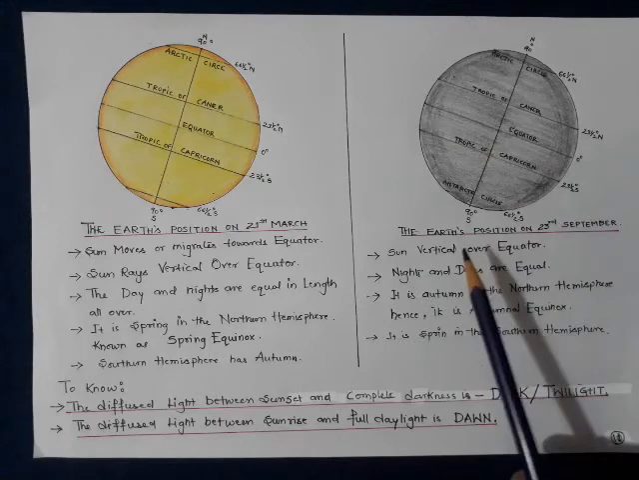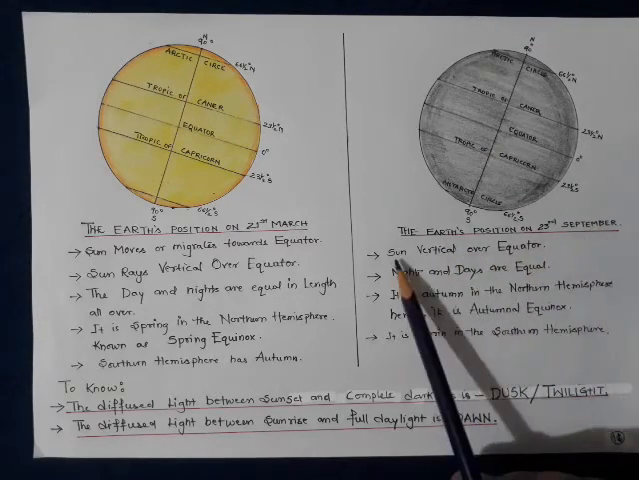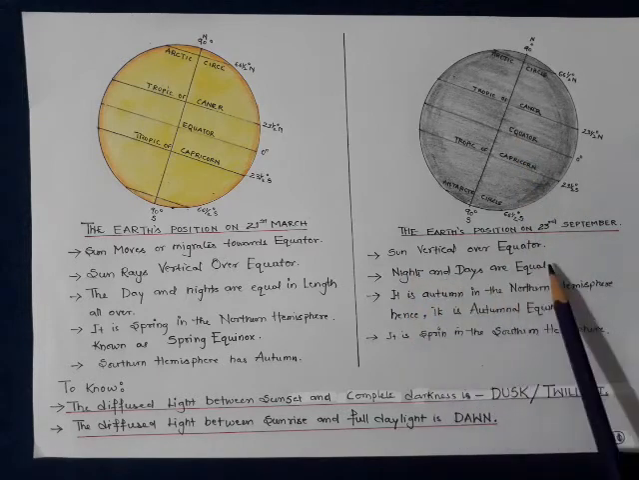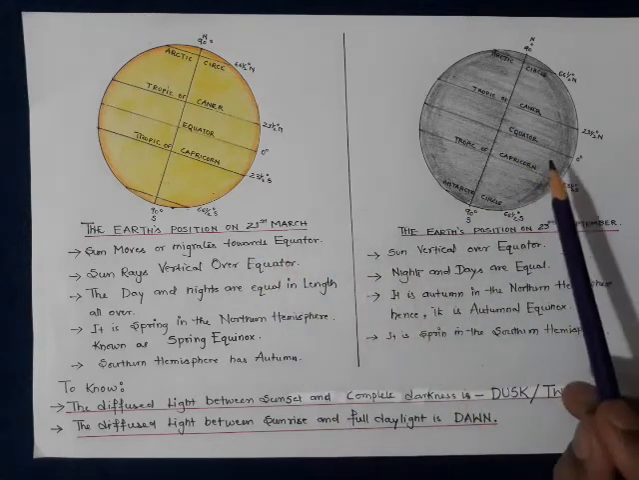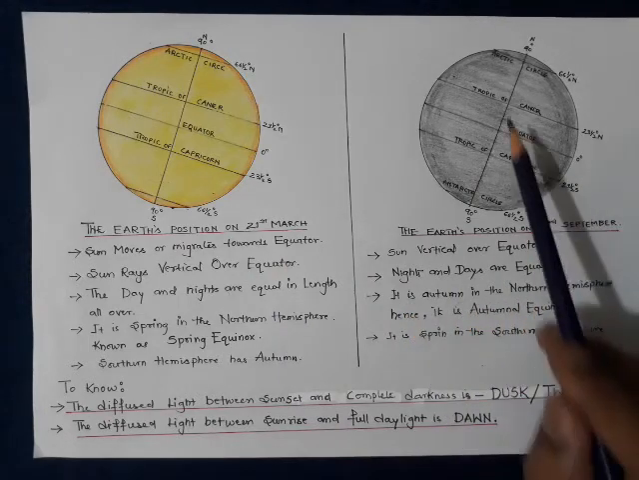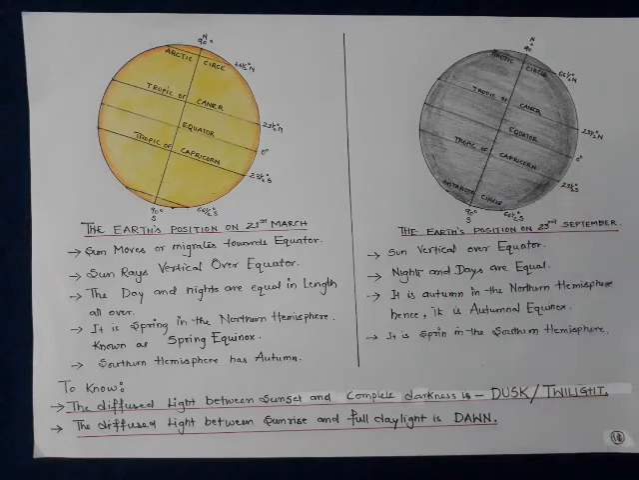Passing on to the next, the earth's position on 23rd September. The sun is vertical over the equator. The days and nights are equal. It is autumn in the northern hemisphere. So when it is autumn in the northern hemisphere, it is spring in the southern hemisphere. So these are various effects of rotation and revolution of the earth.